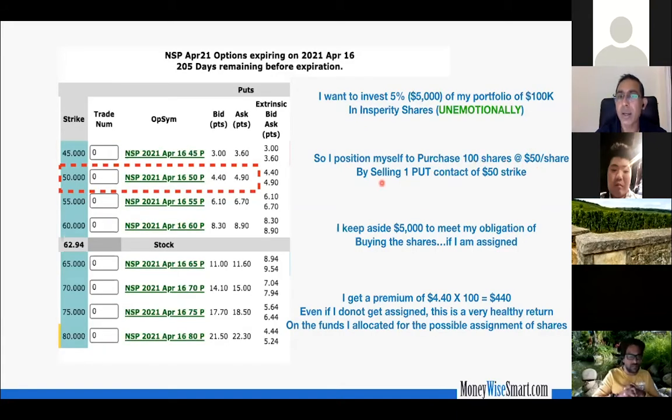How do I do that? By selling one put option contract of 50 strike. So you see this put option contract of 50 strike, I sell and I bring in $4.40. And I want to be assigned. So I keep aside the $5,000.